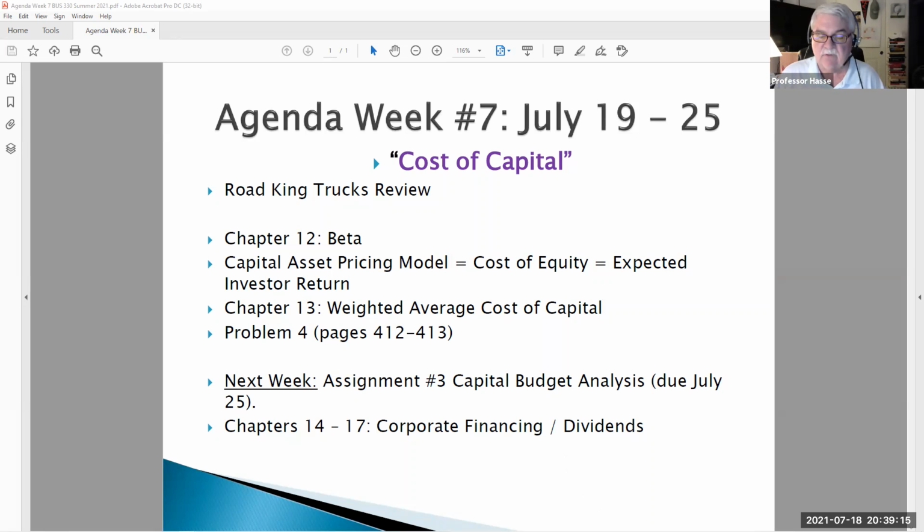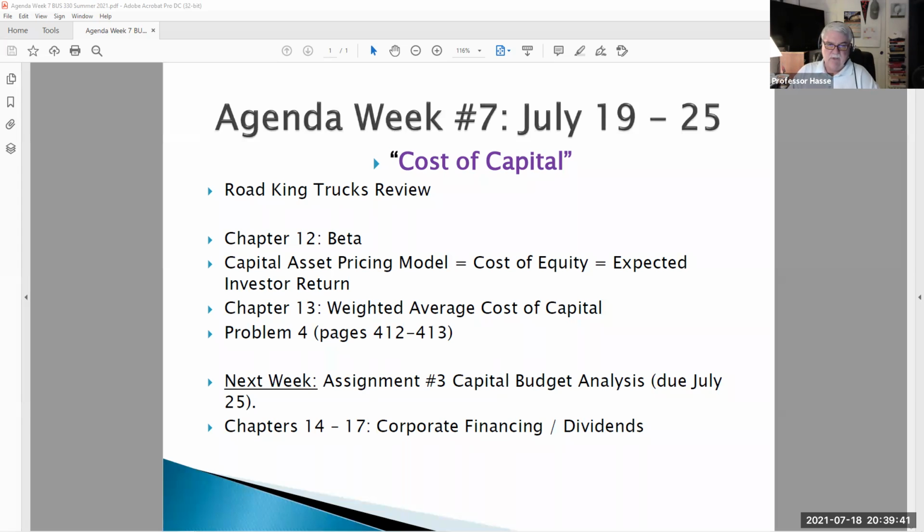And our topic this week is the cost of capital, determining what it costs us in a percentage to get the capital needed to invest in an asset or a group of assets. We'll be looking at and reviewing and beginning the discussion of our Road King Trucks case, which is due August 15th. This week, we're going to talk about chapters 12 and 13, and I have a video introducing that in just a moment.